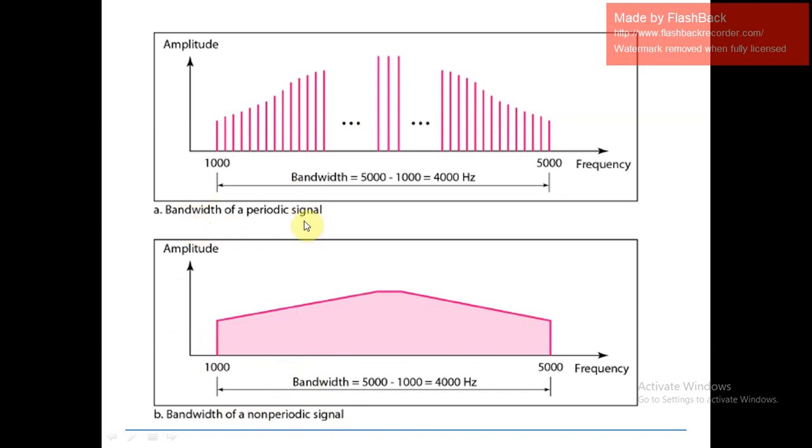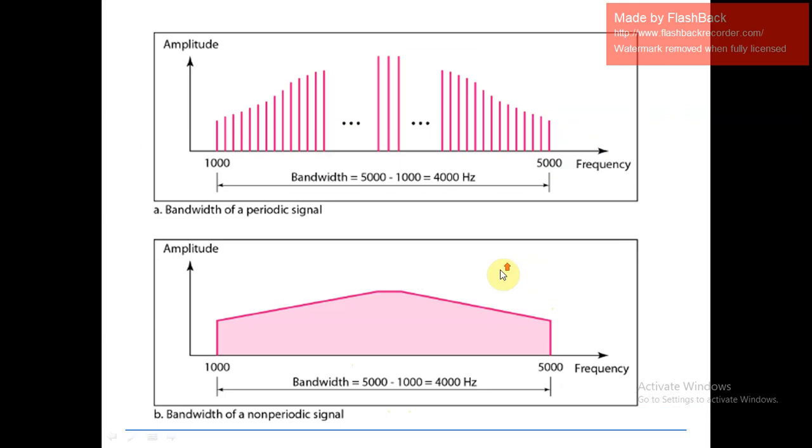So if I find out the bandwidth, from the definition, it is the difference between the highest frequency and the lowest frequency. The highest is 5000 and the lowest is 1000, so the bandwidth is 4000. For the second one also, even though it is a continuous spectrum, the bandwidth remains the same.